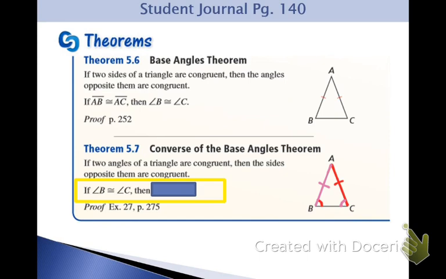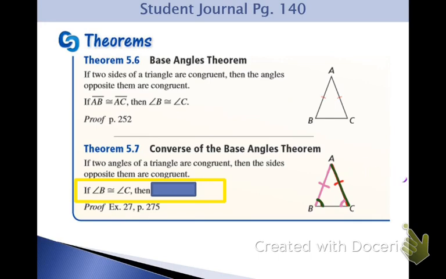If angle B is congruent to angle C, then side, so what corresponded with B again? AC. So then AC will be congruent to AB. So if angle B is congruent to angle C, then side AC is congruent to side AB.